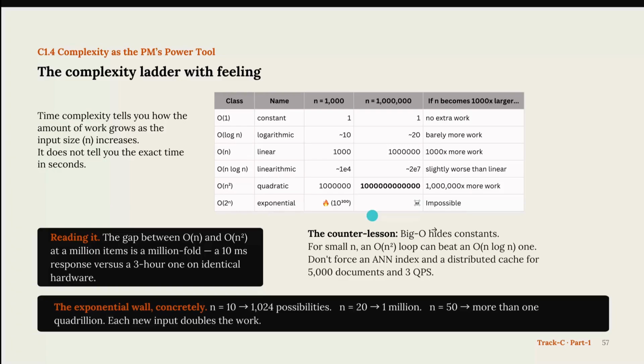The exponential wall, if you had to concretely tell: if n is 1,000, which is 10 to the power of 3, you could go with 30 comparisons. But if it is exponential and 20 elements are there, it would take you a million comparisons. N equal to 50, more than 1 quadrillion comparisons need to be done for this exponential case, with each input doubling the work.